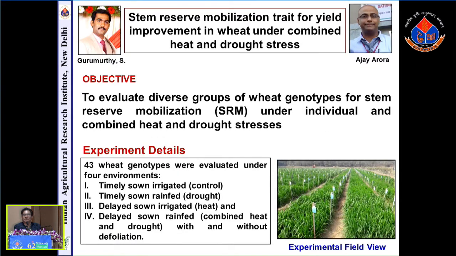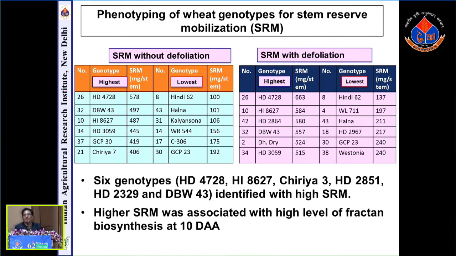And this is the last presentation, the work done by Guru Murthy under the guidance of Dr. Ajay Arora to evaluate a diverse group of wheat genotypes for stem reserve mobilization. They have taken 43 genotypes under 4 treatments. This is the data for the SRM, and they found 6 genotypes with high SRM.